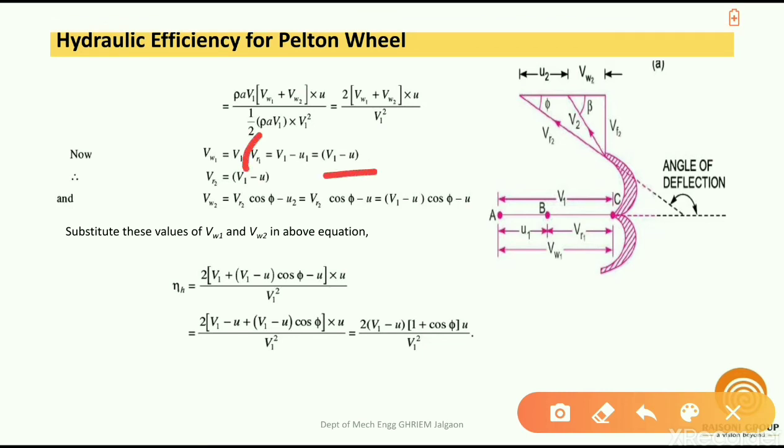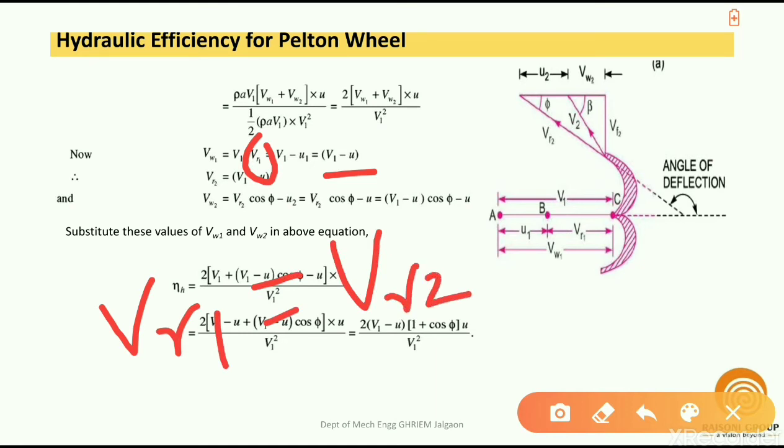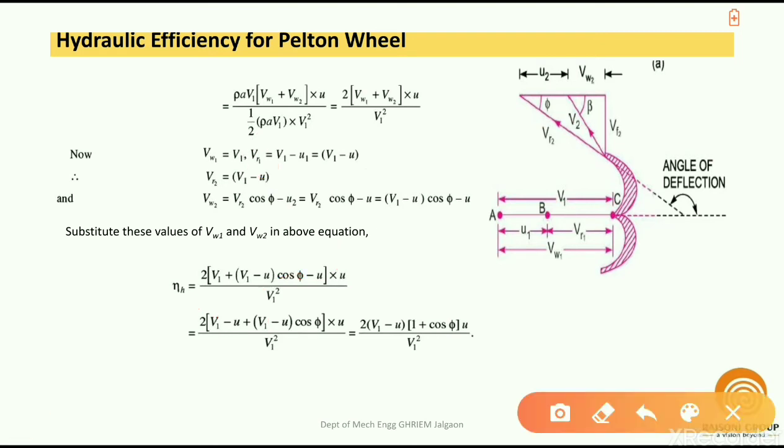Now relative velocity at inlet is equal to v1 minus u. Now we know that the relative velocity at inlet Vr is equal to relative velocity at the outlet, hence the relative velocity at outlet will also become v1 minus u. So we will replace Vr2 by v1 minus u here. Replacing this Vr2 by v1 minus u, we will get the equation for Vw2 like this: Vw2 is equal to (v1 minus u) cos phi minus u.